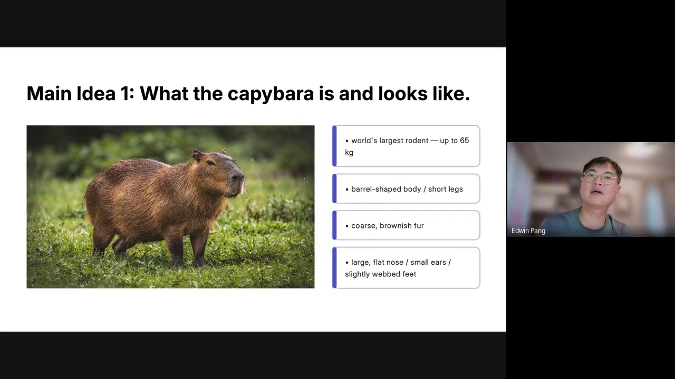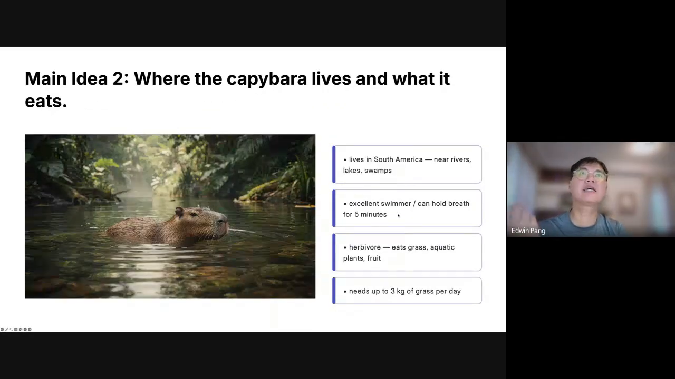Okay, so that's what pronouns are for, to shorten the name so that you don't have to write it again and again and again, right? So this is teaching us something good, right? We are shortening our writing, okay? So this is what a capybara is and what it looks like, okay? I'm going to show you the next slide. Okay, where the capybara lives and what it eats. Okay, so take a look at this.